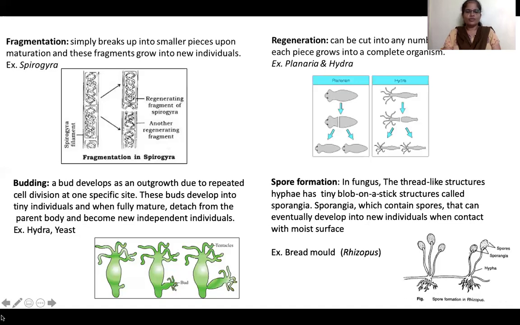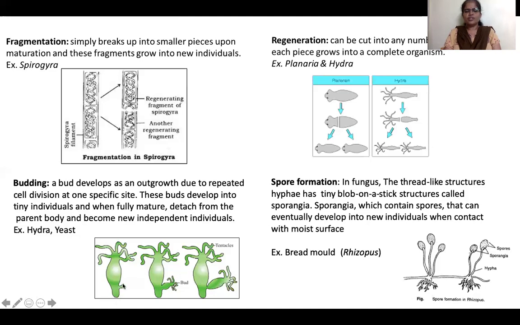What is budding? You can see in this diagram, there will be a small outgrowth in the structure of hydra. Maybe due to serial cell division at a particular site, because of this outgrowth, it develops into a bud. After a certain stage, when this bud becomes mature, it separates from the mother and becomes an independent individual.